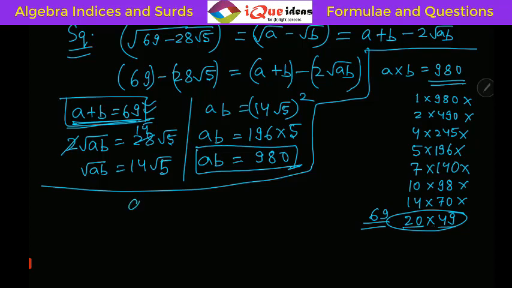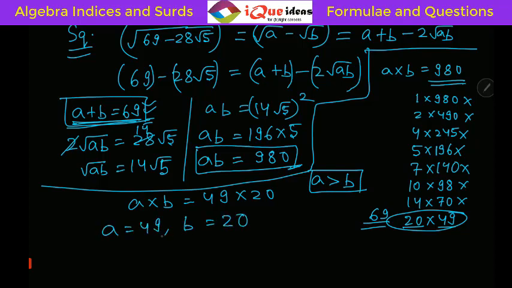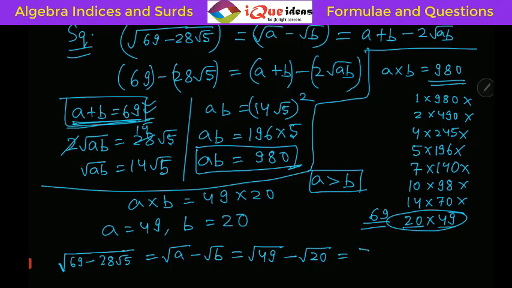So we have A into B as 49 into 20. As we said, the larger one has to be taken as A and the smaller one has to be taken as B. This means A is equal to 49, B is equal to 20. Now what was our question? Our question was the square root of 69 minus 28 root 5, which we had assumed to be root A minus root B. So our answer will be root of 49 minus root of 20. Now root of 49 is 7.